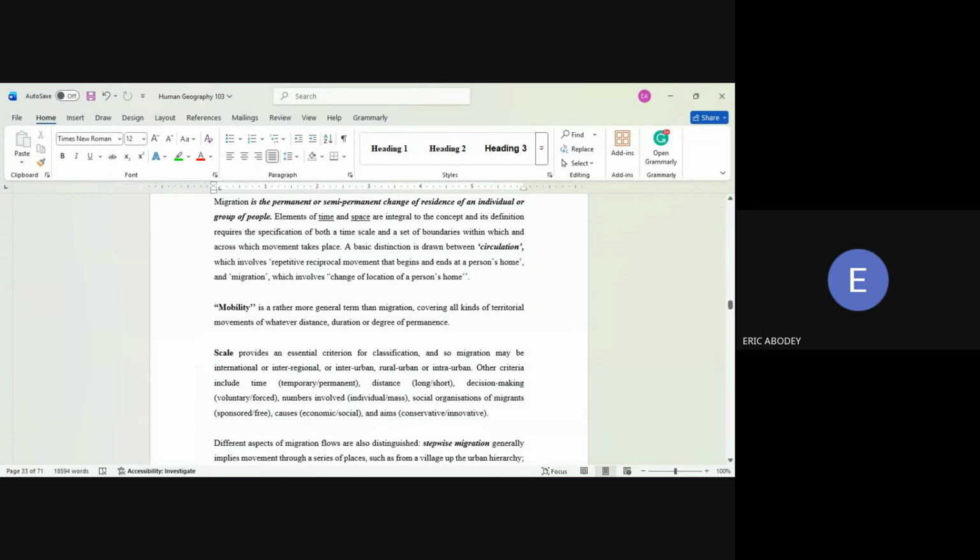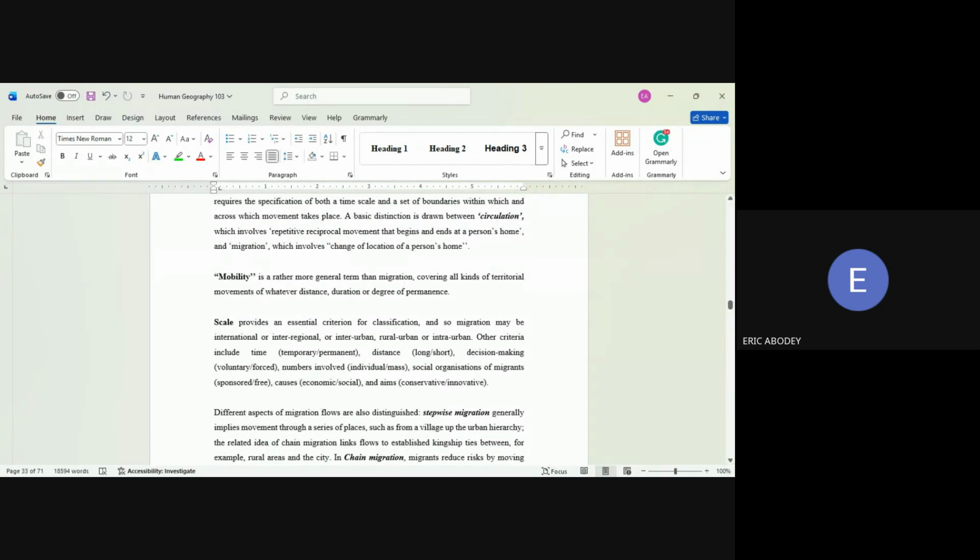Mobility is a rather more general term than migration, covering all kinds of territorial movement of whatever distance, duration, or degree of permanence.